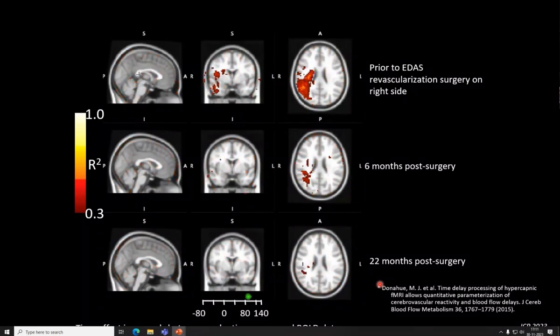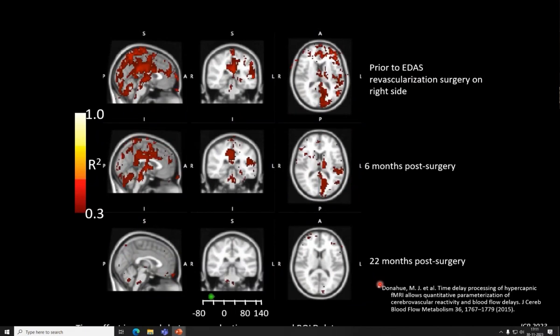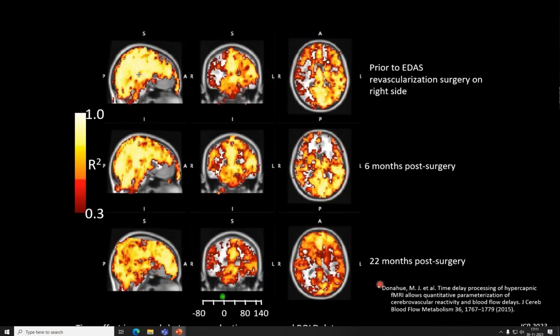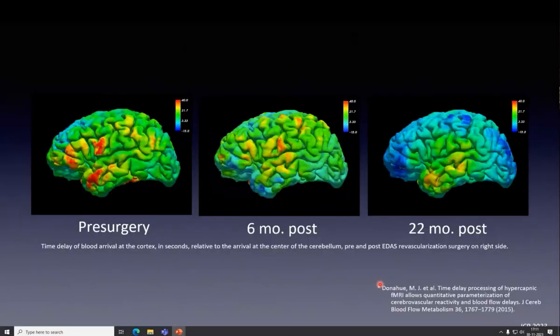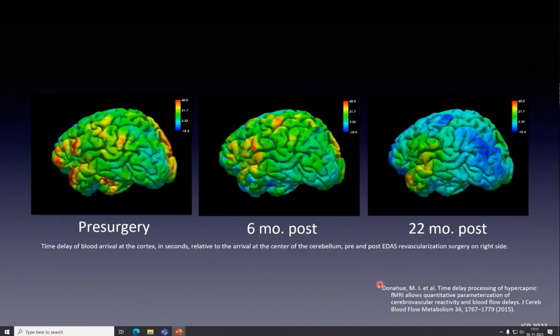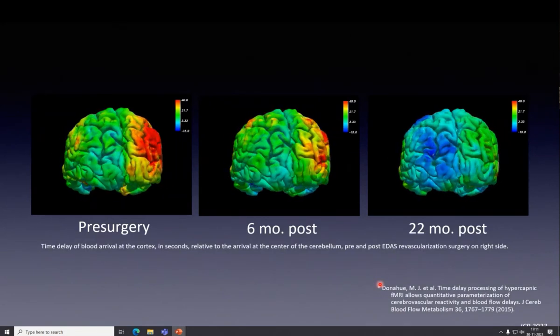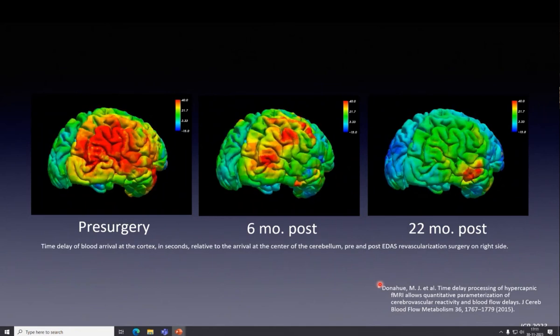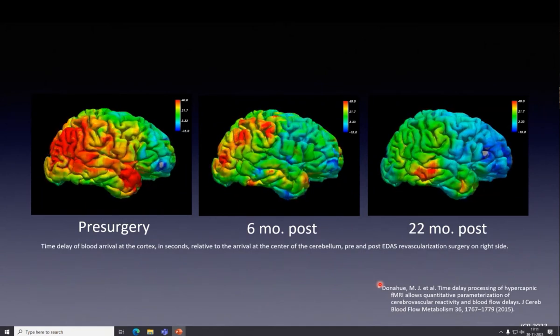And she actually saw things like this around the Moyamoya drug. She saw very long time delays. And that was the first time that I think people had ever seen that. This is just another rendering of that. This is showing the maximum time delay rendered on the surface of the brain. You can see that function is restored very well.